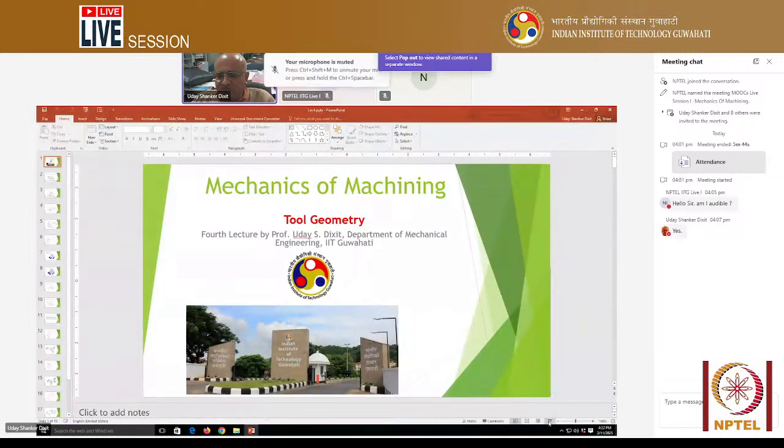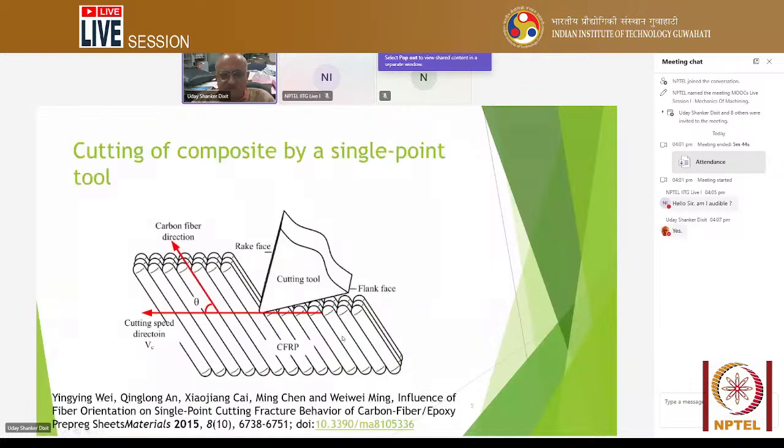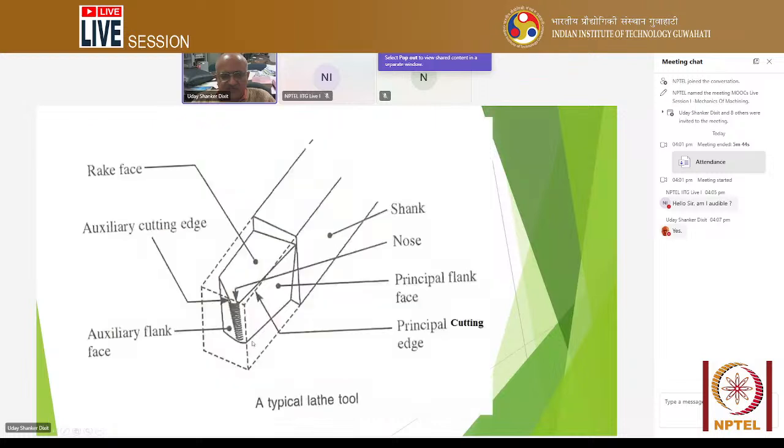Then we come to lecture 4. In lecture 4, we talked about tool geometry, which is very important. In a particular tool, you have rake face and flank face. Now in the rake face, you will get crater wear. Crater means basically a pit type of thing. So this is the wear there. And you have this sharp cutting edge here. Flank wear is there. Then worn cutting edge.